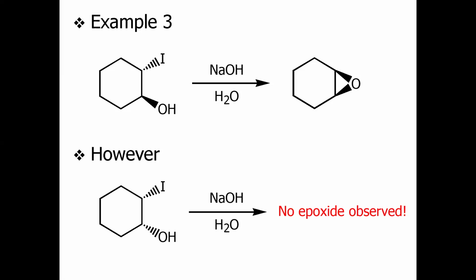However, with the hydroxyl group and the iodine or halogen on the same side, it cannot form this epoxide, because of the orientation of the molecule: the oxyanion must attack from the back side, while in this specific example both groups are on the same side. So this is the limitation of this cyclic ether formation as well.